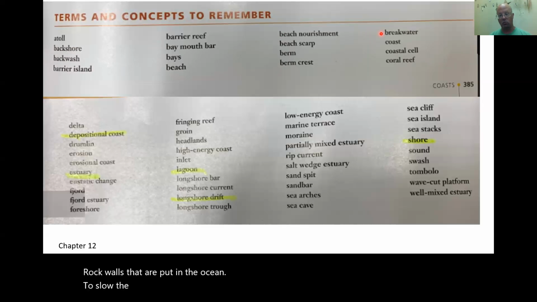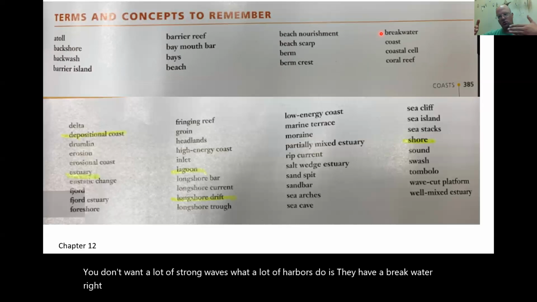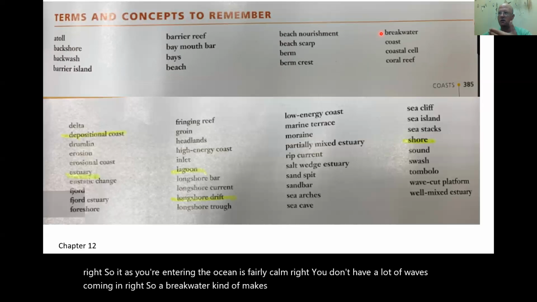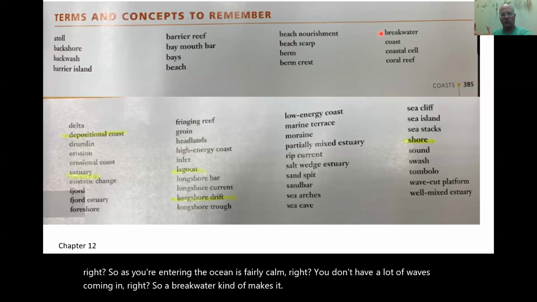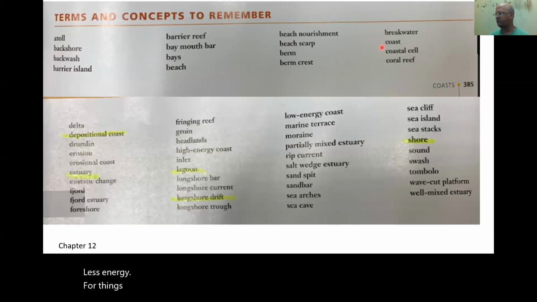So if you're in a harbor with a lot of boats, when you're leaving the harbor and you go out on the ocean, you don't want a lot of strong waves. So what a lot of harbors do is they have a breakwater, right? So as you're entering the ocean it is fairly calm, right? You don't have a lot of waves coming in, right? So a breakwater makes it so there's less energy for things to go in and out.